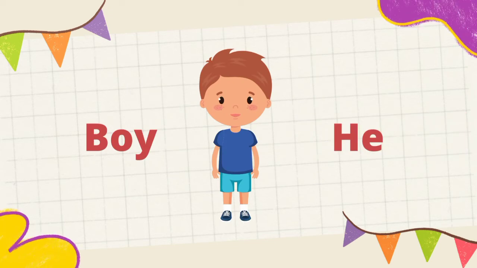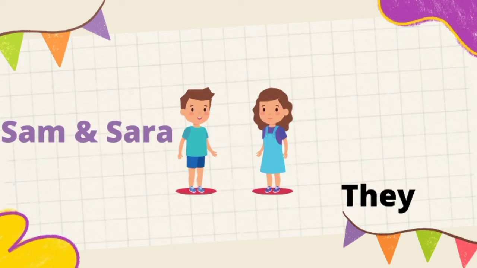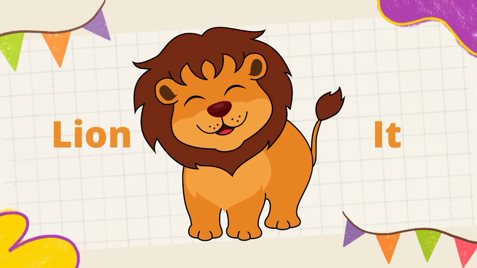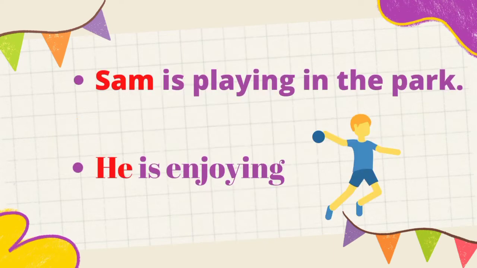It's a boy. Boy is a noun and we replace it with he. Now Sarah. Sarah is a girl. We replace the noun Sarah with the pronoun she. Now these are more: Sam and Sarah. These are two. So we replace it neither with he nor with she. It's they. For the animals we use it. The lion changes into it.